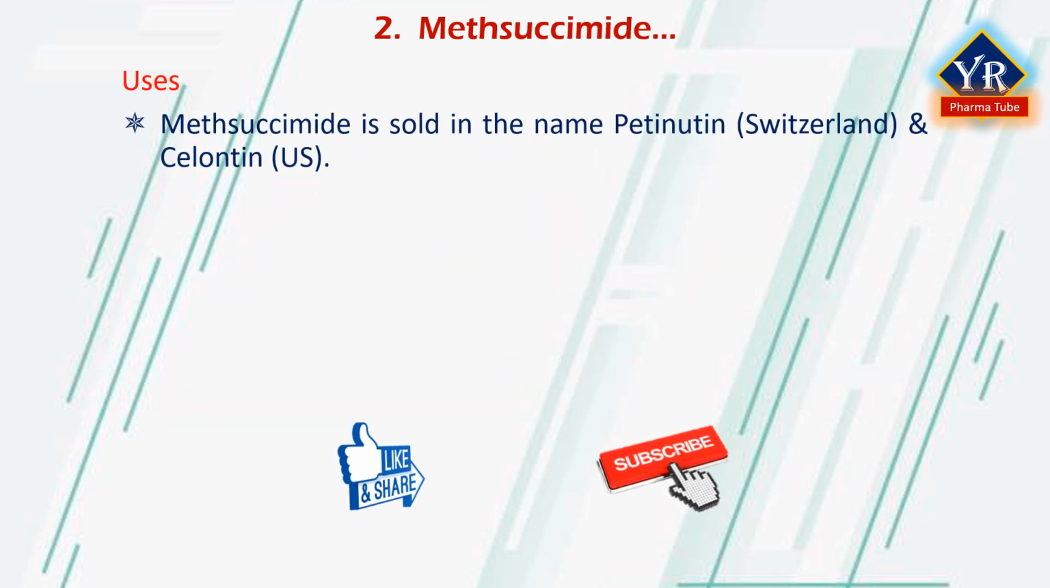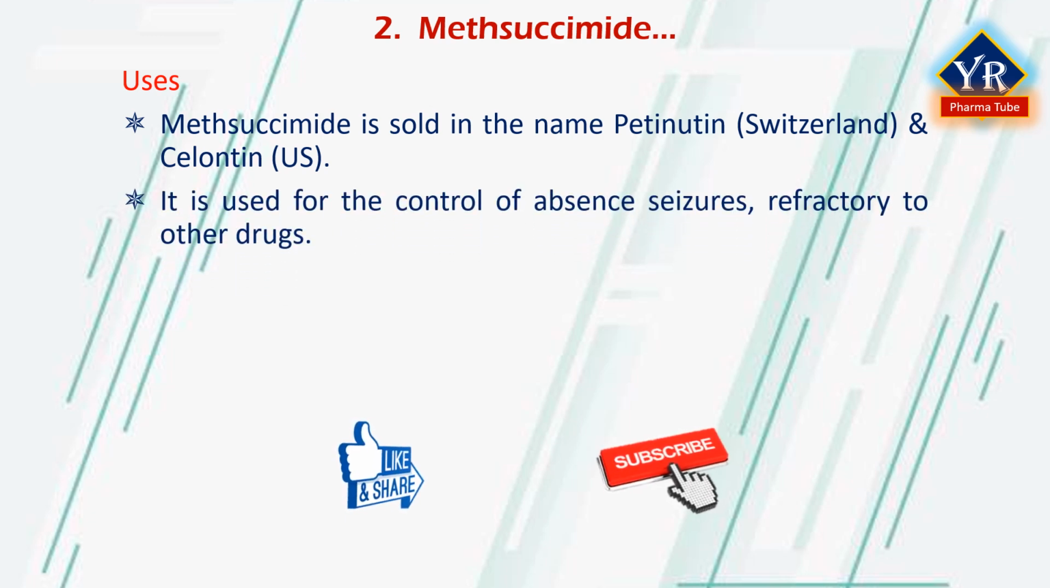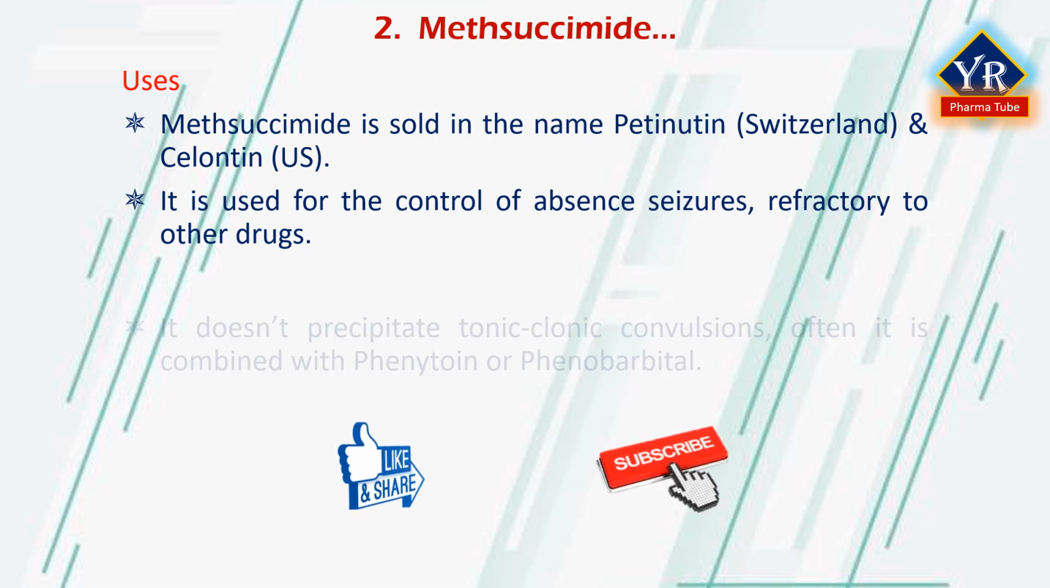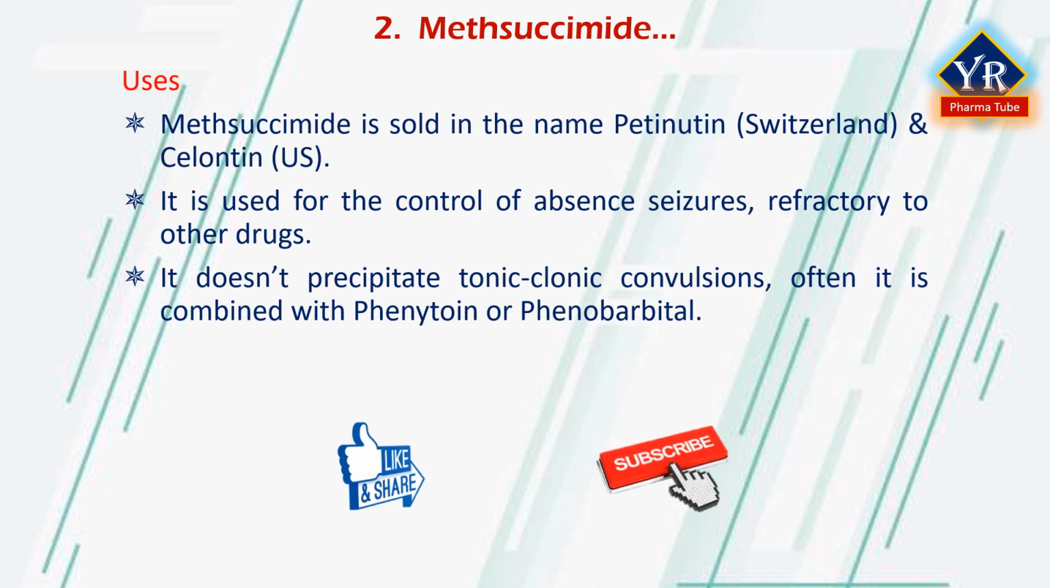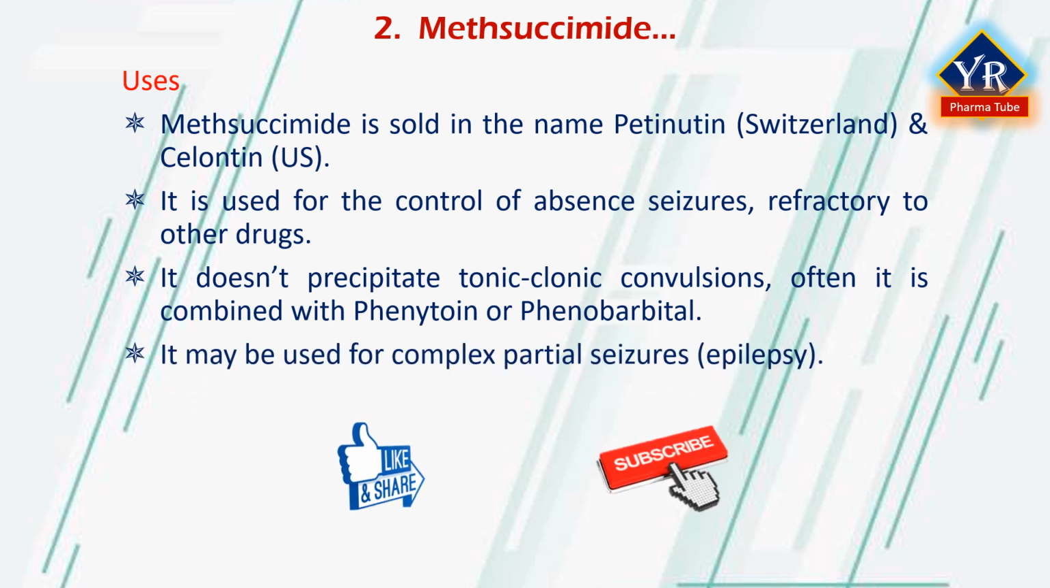Methsuximide is sold as a racemate by Pfizer under the trade names Petinutin in Switzerland and Celontin in the United States. Although Methsuximide is less commonly used, it can be indicated for the control of absence seizures refractory to other drugs. Although it does not precipitate tonic-clonic convulsions, it often is combined with phenytoin or phenobarbital when absence seizures coexist with tonic-clonic symptoms. It may be used in the treatment of complex partial seizures. Methsuximide is considered to be more toxic than ethosuximide.